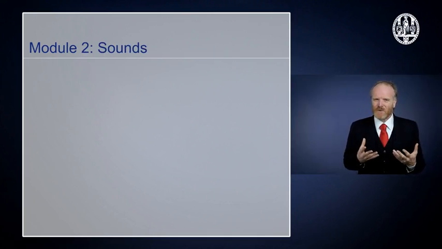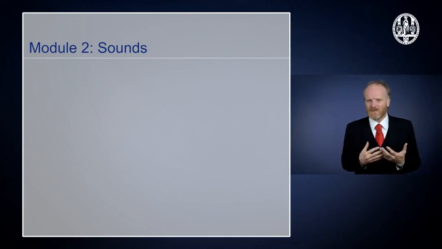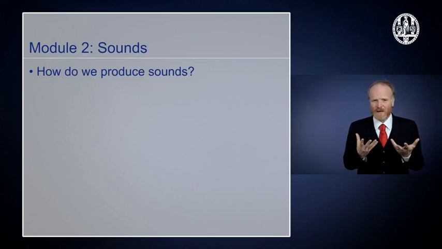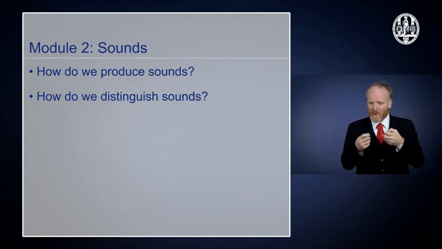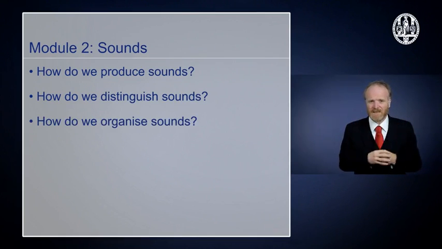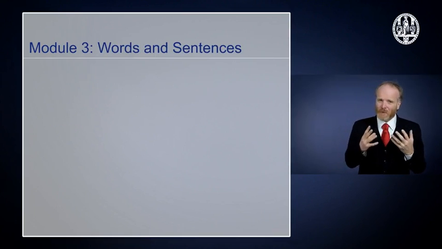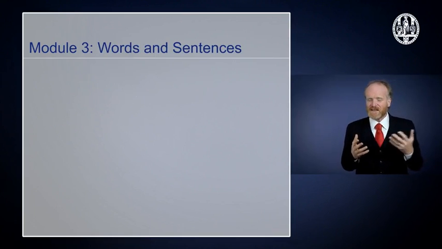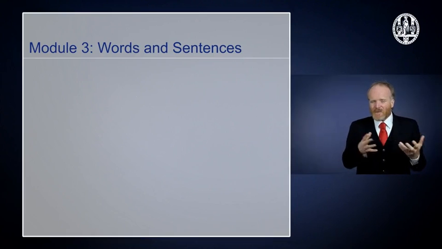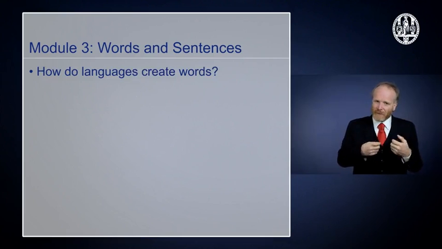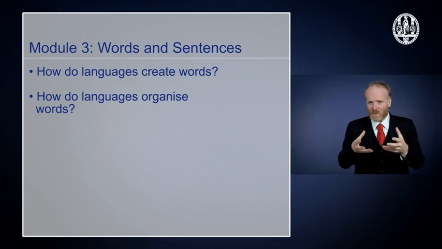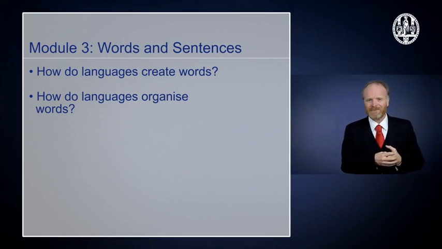In the second module, we talk about sounds of language. How do we produce sounds? How do we distinguish sounds? How do we organize sounds in our minds? In the third module, we talk about words and sentences. How are languages different in the way in which they create words? How are they different in the way in which they organize words into sentences?